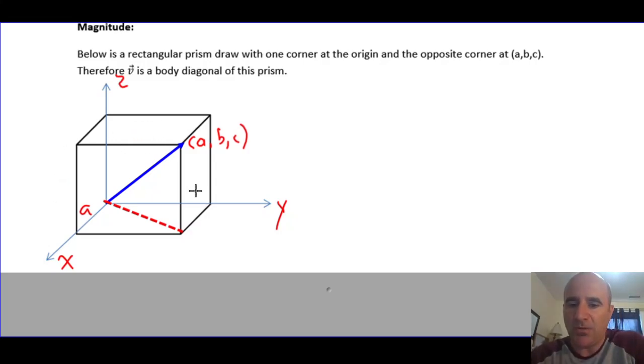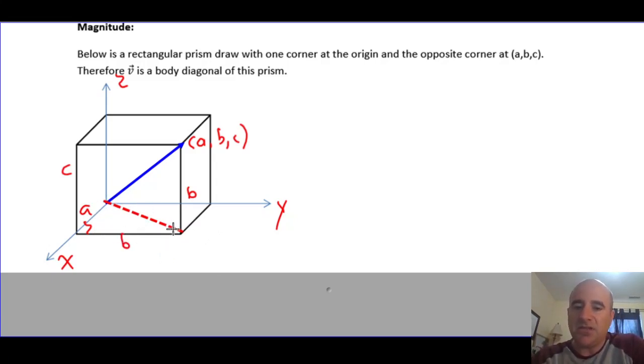So let's put B right here. B is the amount you travel in the y direction, and C is the amount you travel in the z direction. So that's C right there. Okay, so we're using A and B. We can calculate this using the Pythagorean theorem. This is a right-angled triangle because there's a right angle right here. This is A, and I'll draw B again right here.